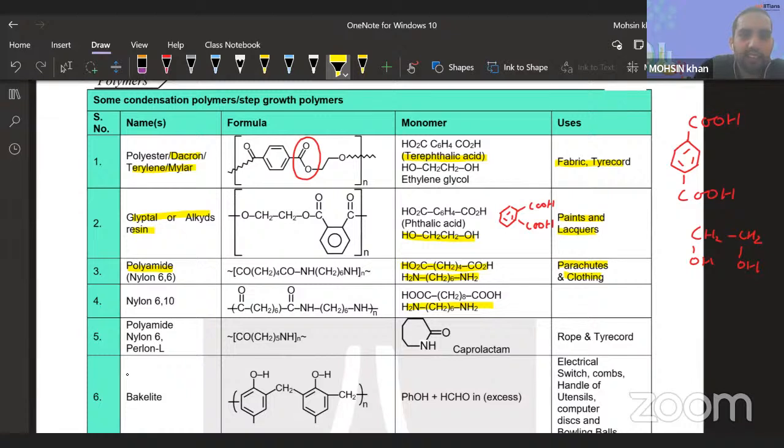Next is caprolactam polyamide, nylon 6. Nylon 6 is also known as Perlon L. The monomer unit used here is caprolactam, and only one type of monomeric unit is used, so that's why it is known as a homopolymer. All the above examples are copolymers, and this one is the homopolymer. It is used in the formation of rope and tire cord.